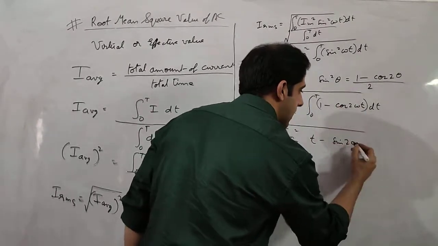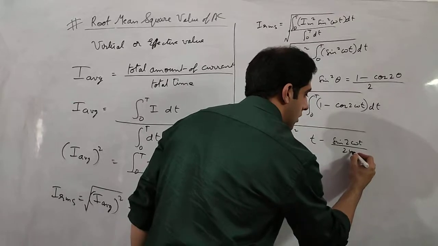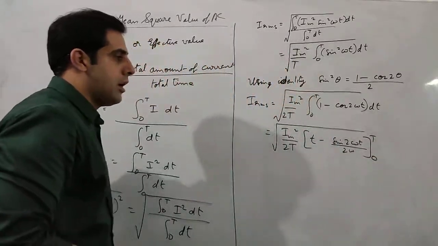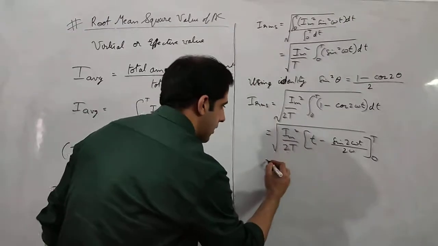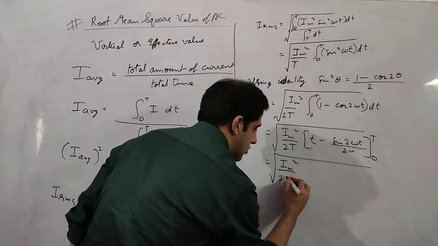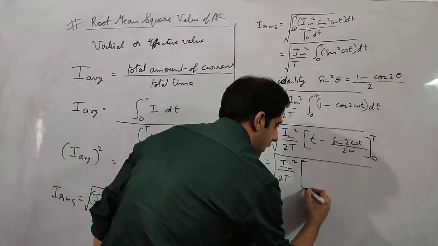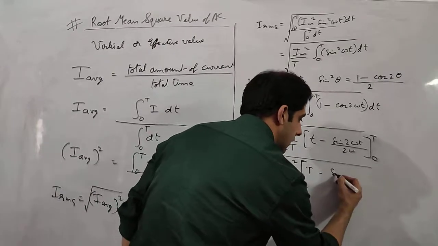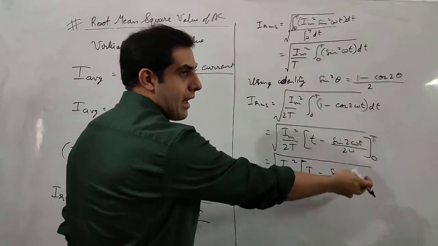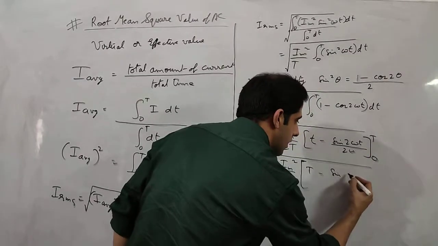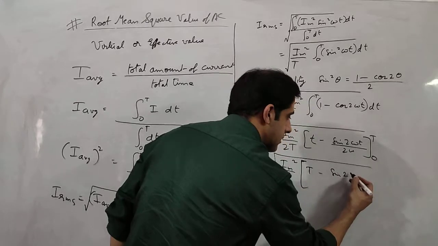Integration of this part is sin 2 omega t upon 2 omega, and then we will apply the limit from 0 to T. So if we apply the final limit first, we always apply the final limit first. So we will have Im square upon 2T, and here, instead of this, we have capital T minus sine 2 omega capital T. Now I am also writing omega in the form of T. So we will have sine, this 2 will come here as it is.